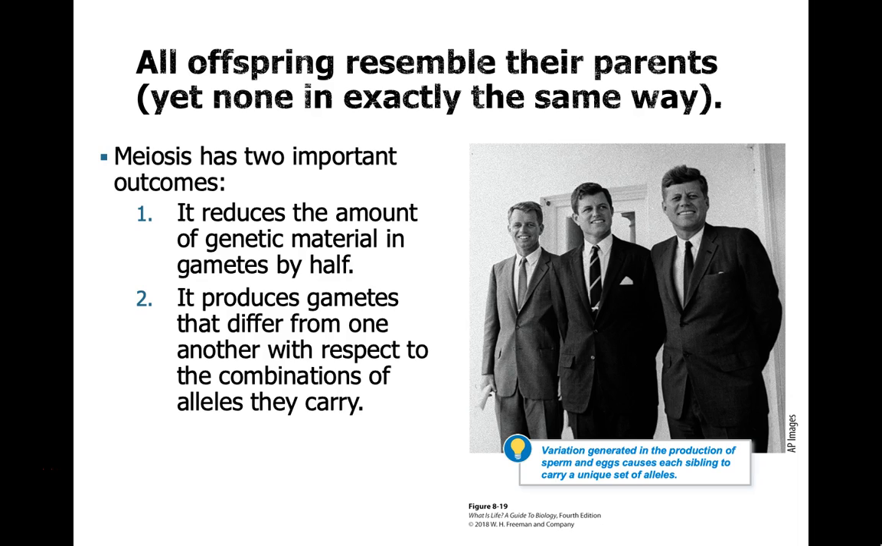Great. So the overall goal of meiosis is to produce our gametes, to produce our sperm and our eggs. Now, this allows offspring to resemble their parents, and they resemble both parents because they get some genetic information from each parent once the sperm and egg are fertilized. But no two offspring ever resemble their parents in exactly the same way. And this is because during the process of meiosis, mom's chromosomes get shuffled and dad's chromosomes get shuffled, and so you get new combinations in each of your sperm and your egg.